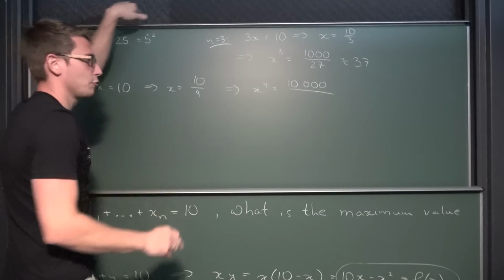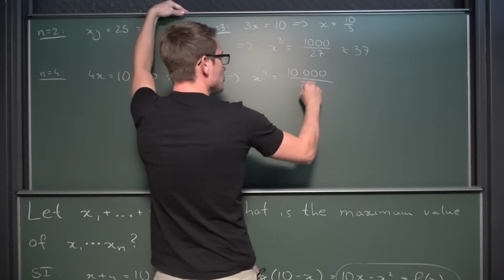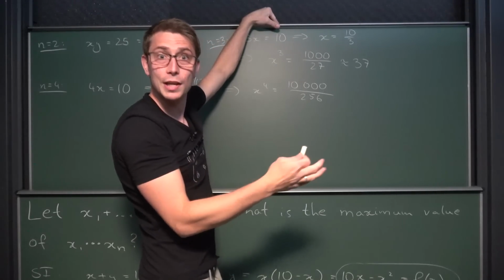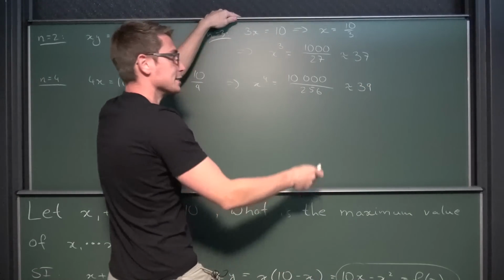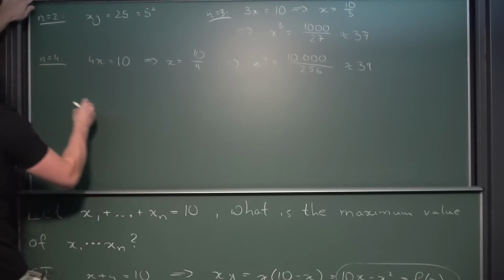divided by, and 4 to the 4th power is the same as 2 to the 8th power, which is 256, which is roughly 40, and to be a bit more precise, it's roughly 39. Those two are very close together.